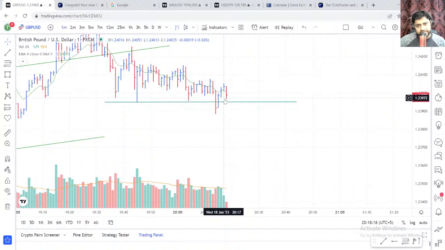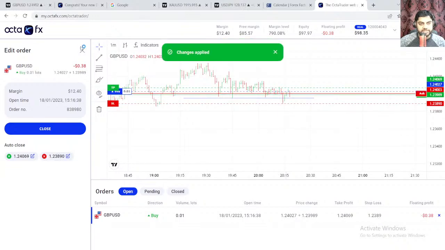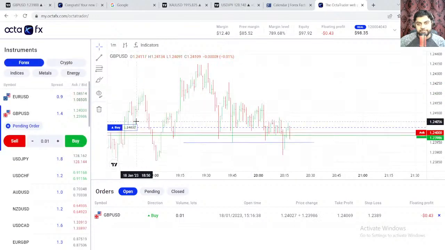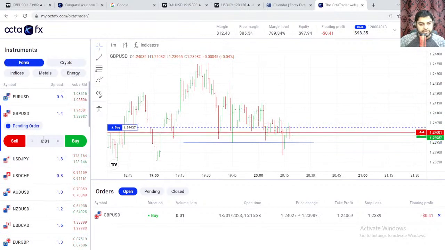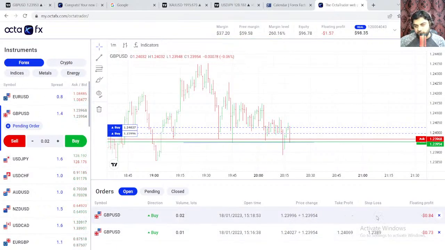I think the market is coming down to test this level, and once the testing is done, then you can enter again at this level, or you can just stay in the same trade as you are already in. I think I will put another trade over here. Okay, confirm changes. I will confirm these changes. These SL and TP are already put, and now I will buy, let's say 0.02. I will buy again.